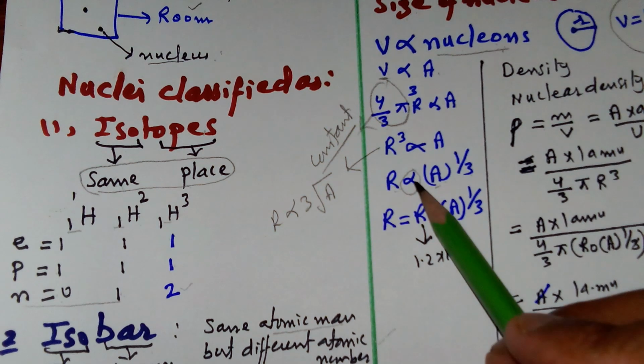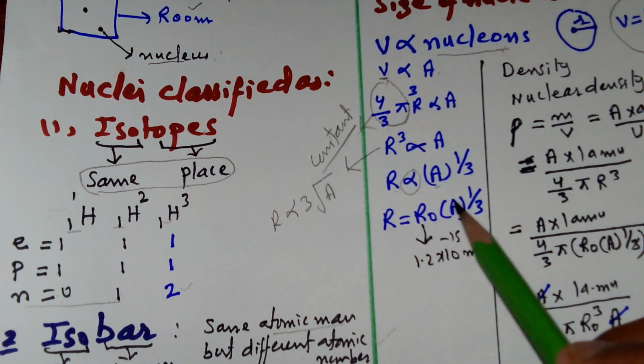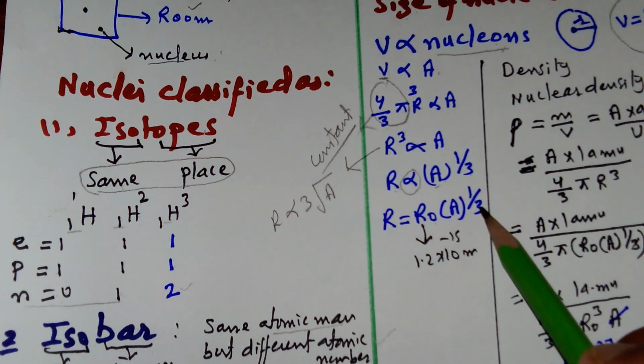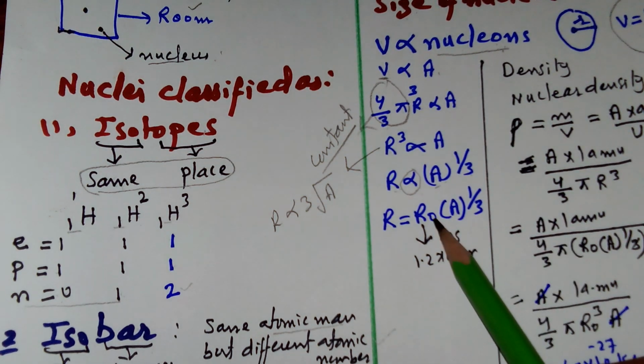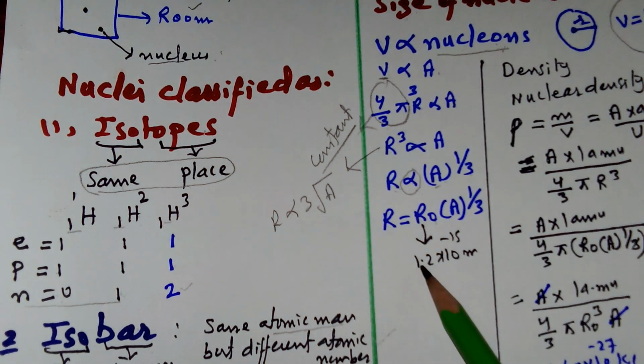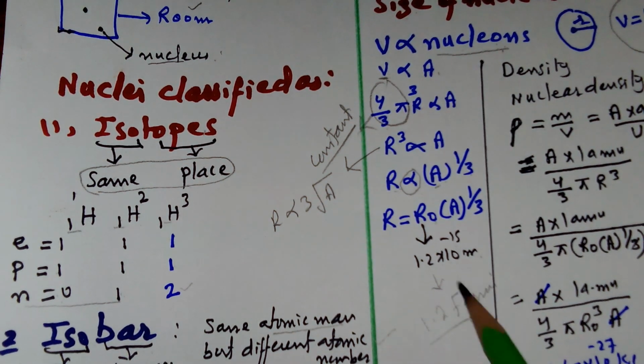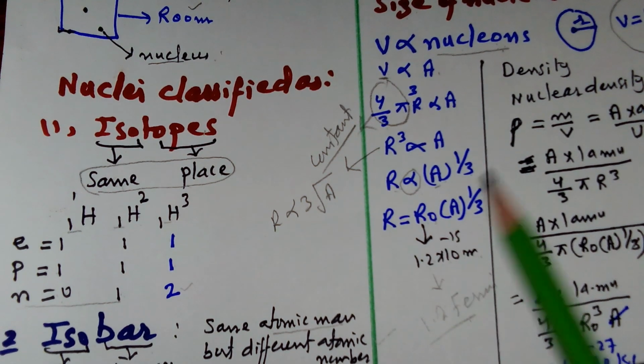If I remove the sign of proportionality, then I have introduced a new constant. This is r₀, and this is the mass number A to the power 1/3. So R equals r₀ A^(1/3). The value of r₀ is 1.2 × 10⁻¹⁵ meter, or we can write it as 1.2 Fermi. We can write 1.2 Fermi as the value for r₀.